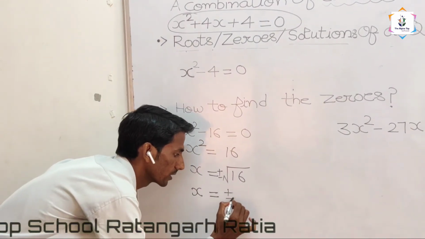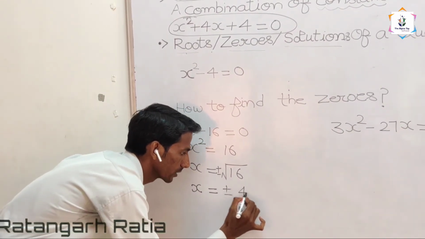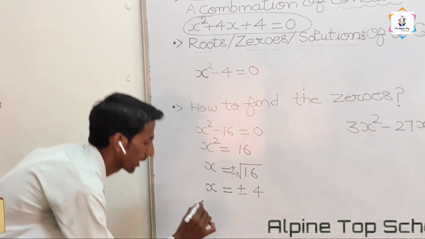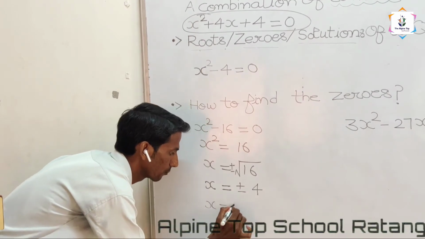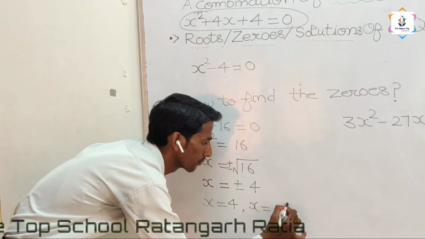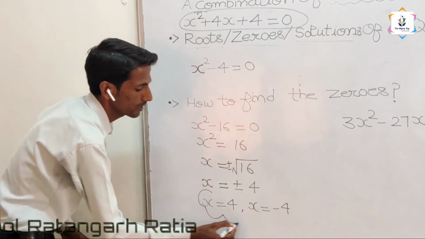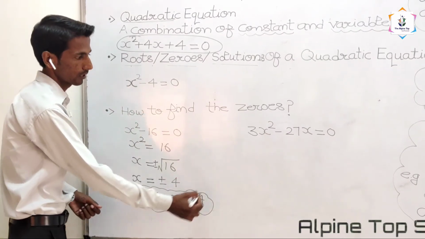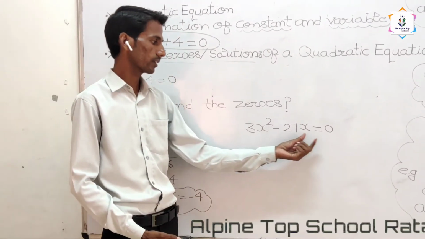Now what are the zeros here? Plus minus 4. This is the value of x. It means there are two values of x: x is equal to 4 and x is equal to minus 4. Dear students, these are the two zeros. Now students, we can take the second example.